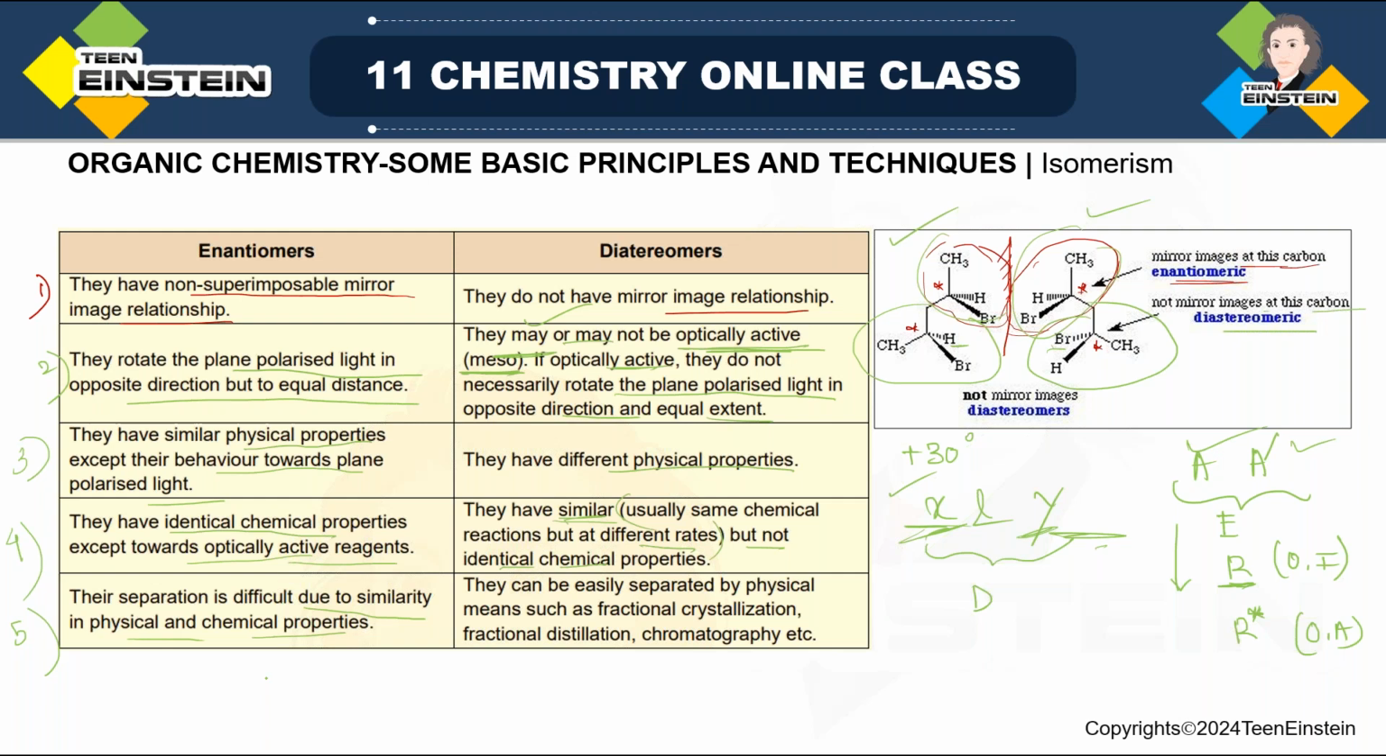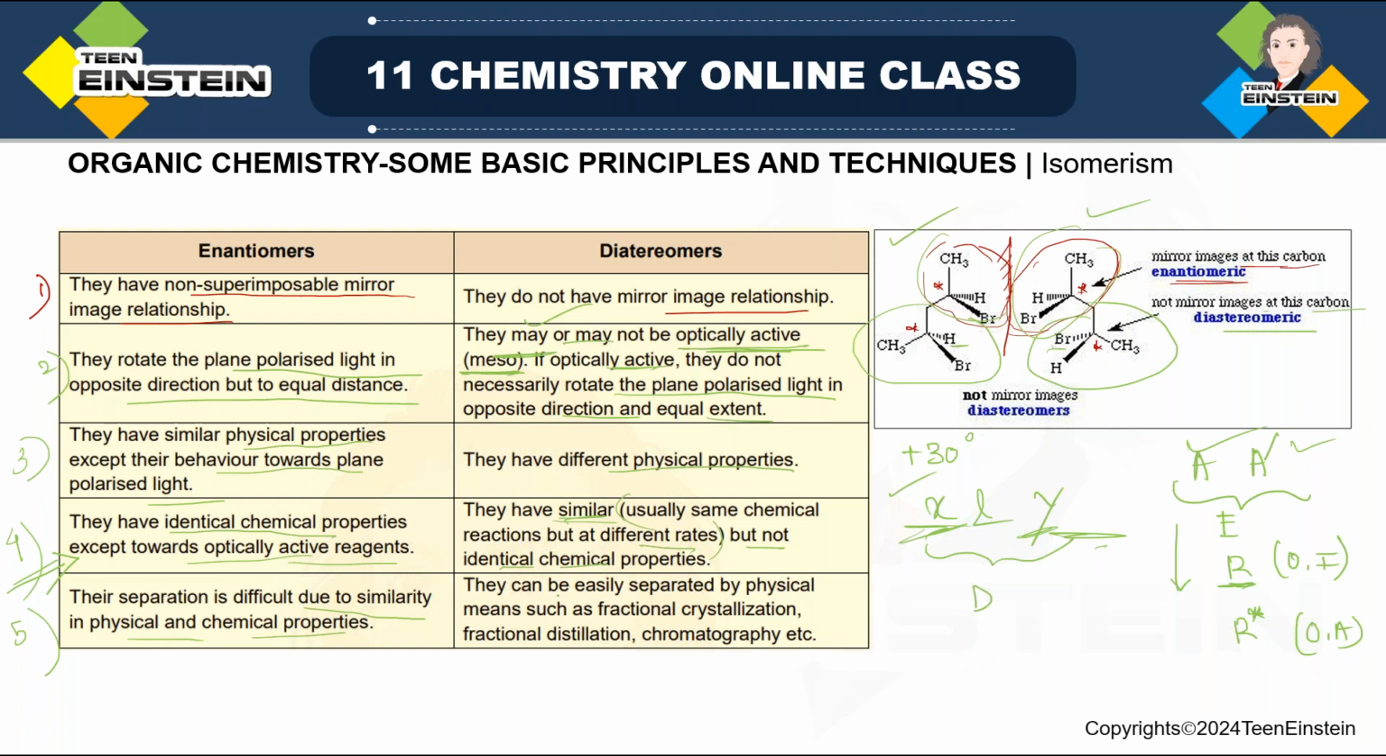So that is why their separation is difficult. Only some special techniques are there. Those techniques are not in the syllabus, so we will not discuss them. But in those special techniques, we use some optically active compound, because only with optically active compounds are their chemical properties not identical. You have already seen that in the fourth point. So the methods are not very easy. There are so many steps and you have to do it with some optically active reagents.